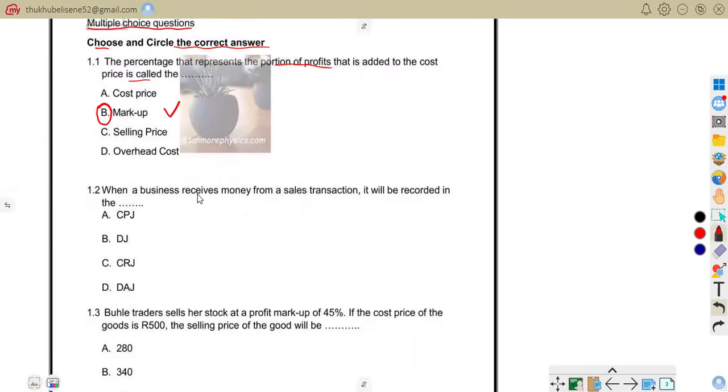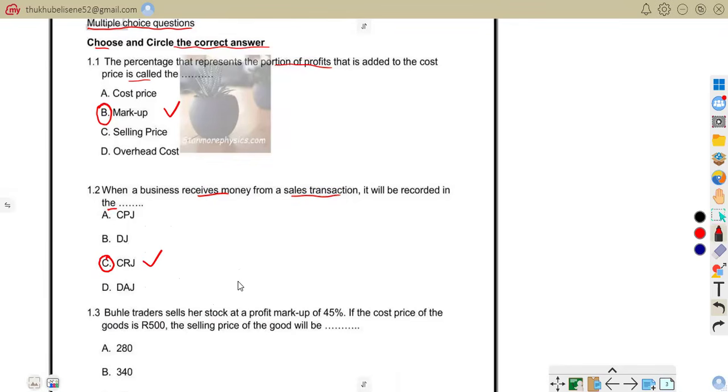1.2 says, when a business receives money from a sales transaction, it will be recorded in the dash. We're given these 4 options: CPJ, DJ, CRJ, and DAJ. We know CPJ is cash payment journal, DJ is debtors journal, CRJ is cash receipts journal, and DAJ is debtors allowances journal. So the correct answer there, when you receive money from a sales transaction, is recorded in the cash receipts journal. So the correct answer is C, cash receipts journal.